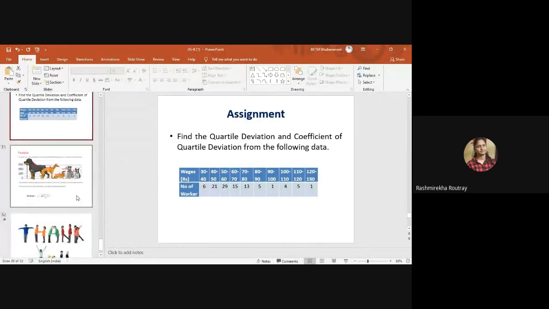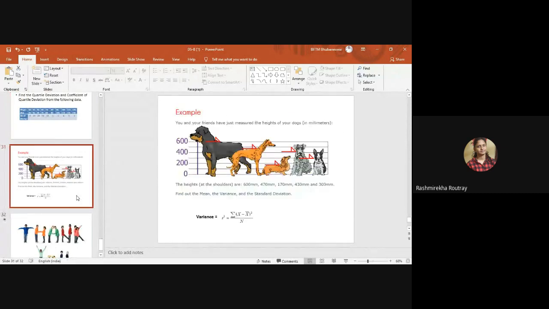Now, after that, there is another assignment for you. Here you have to find the variance. The formula is given, that is sigma square, or you can say standard deviation square, is equal to sum of x minus x bar whole square divided by n. So you need to add these three assignments in your assignment copy.